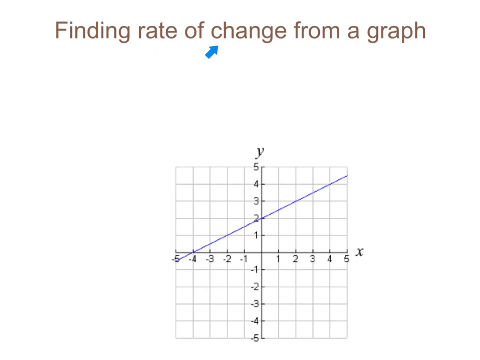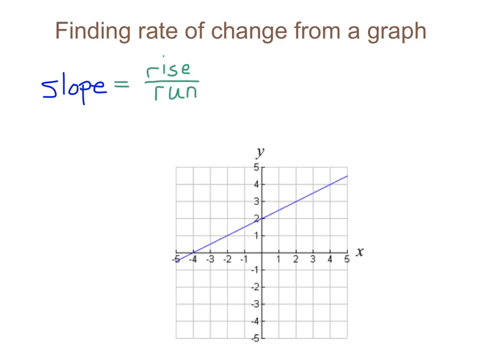When we're asked to find the rate of change from a graph, like we have right here, that's called slope. The slope can be found by taking the rise over the run, and I'll explain what that means in a second. But for now, just know rise over run, rise over run. Now let me show you how to find the rise and the run in a graph.